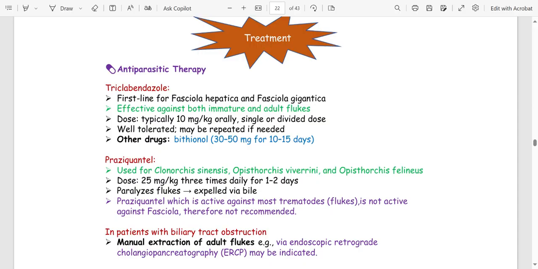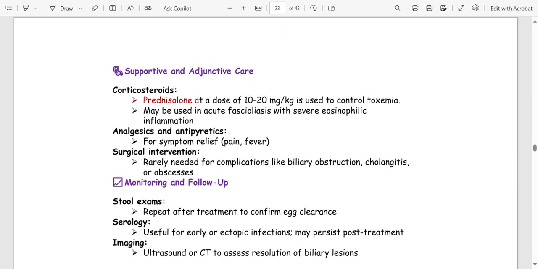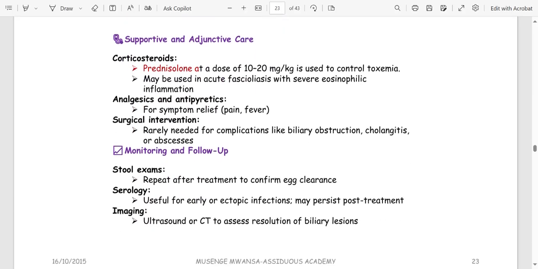In patients where there is obstruction, you can do a manual extraction of the adult flukes via endoscopic retrograde cholangiopancreatography. You visualize, and at the same time you can pull the worms away. Just go on YouTube and search for any procedure to remove worms, and you'll see how many worms come out. These can be a lot. You can also give supportive therapy, like a corticosteroid such as prednisolone, especially where there is severe eosinophilia.